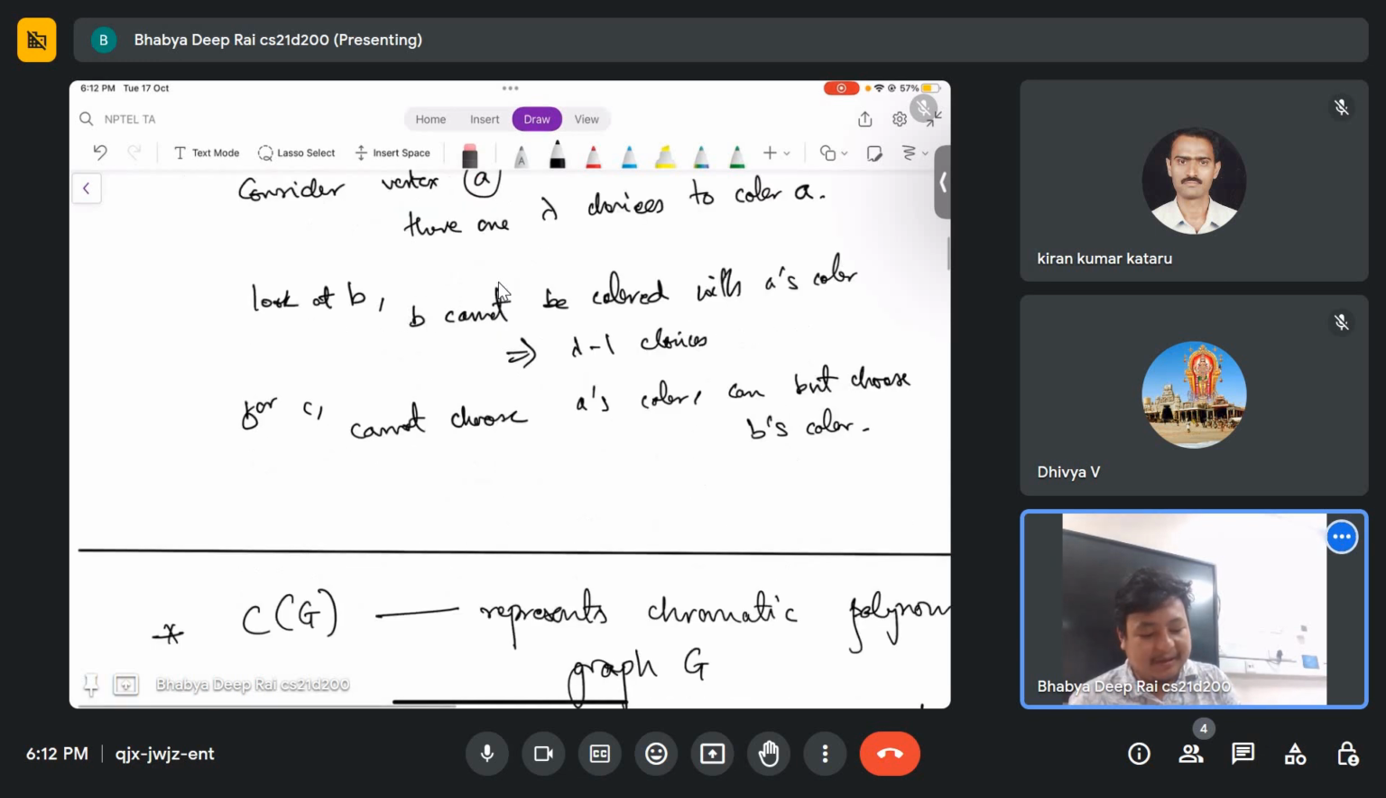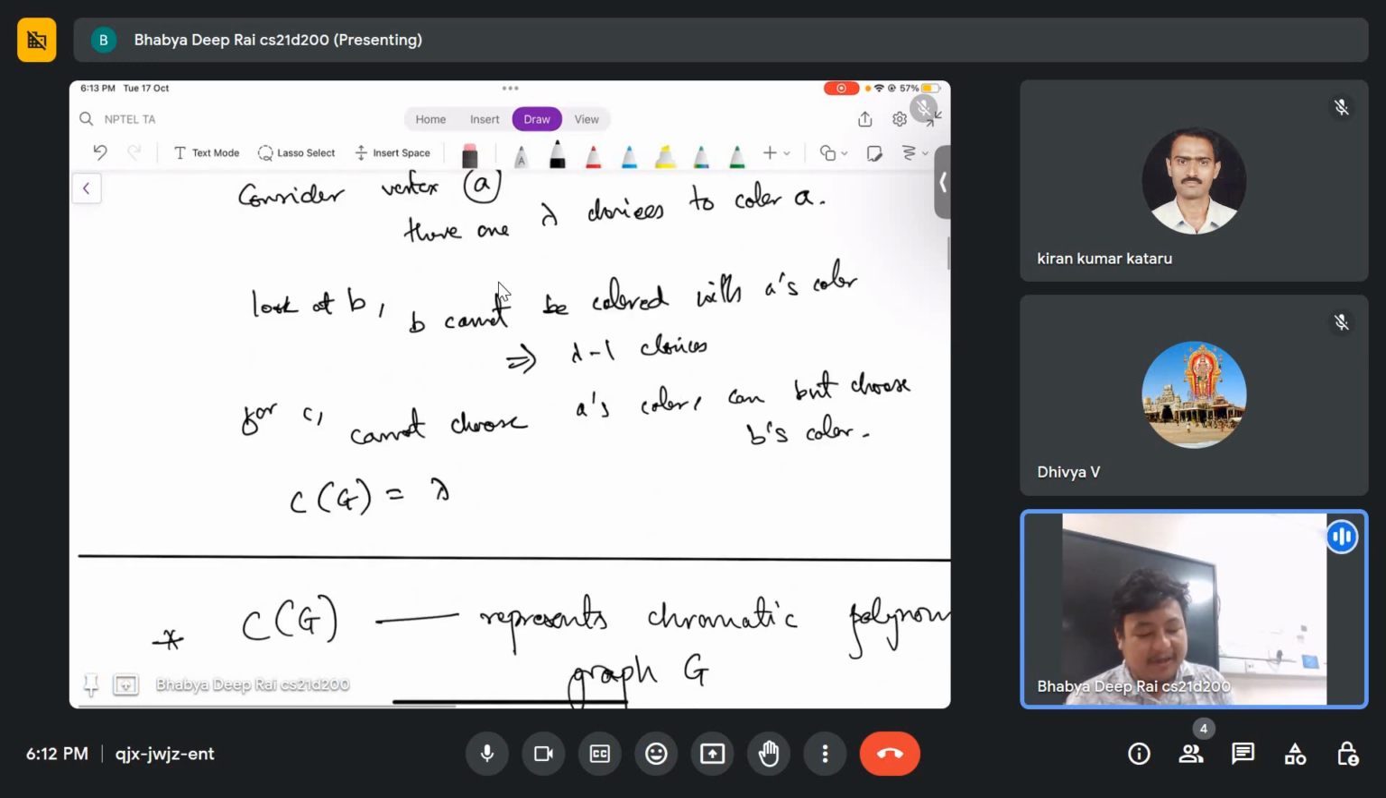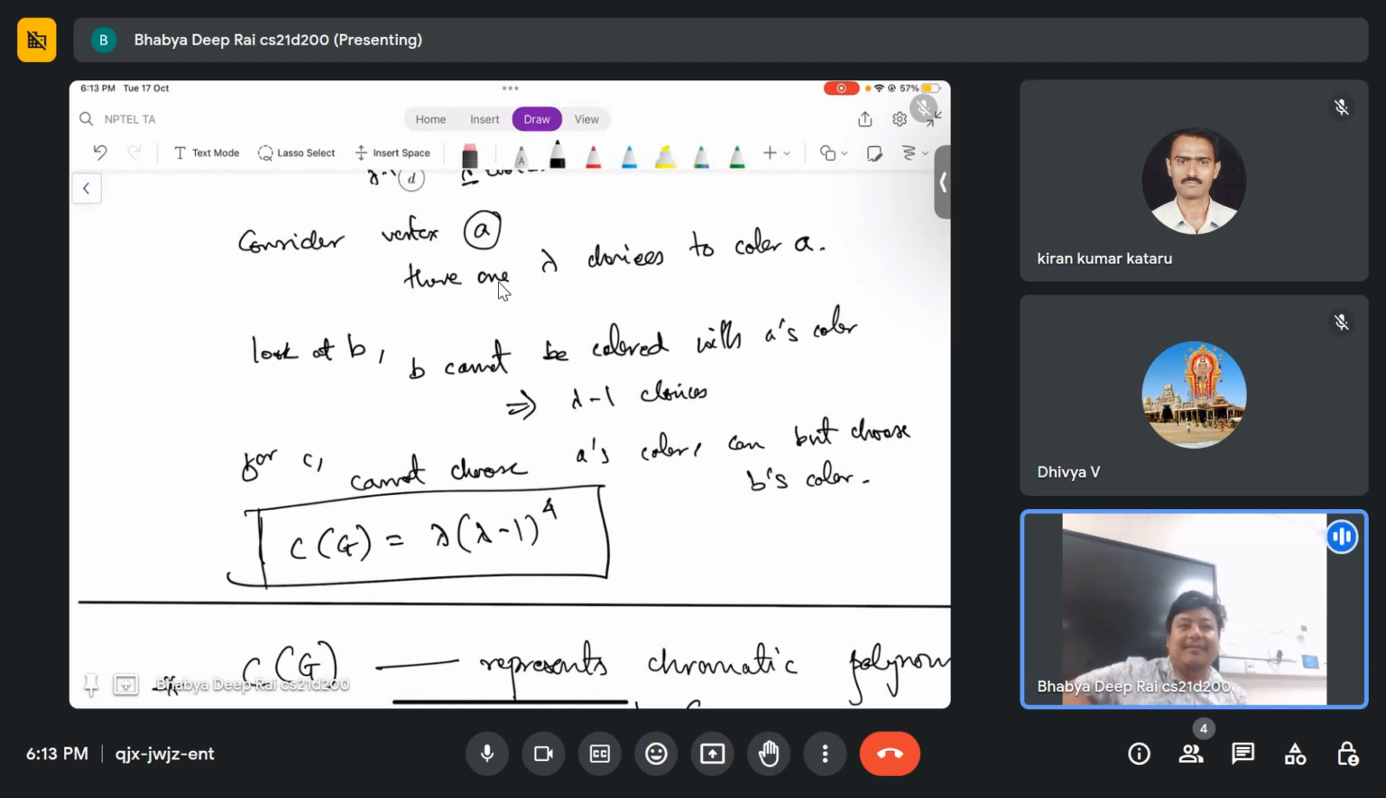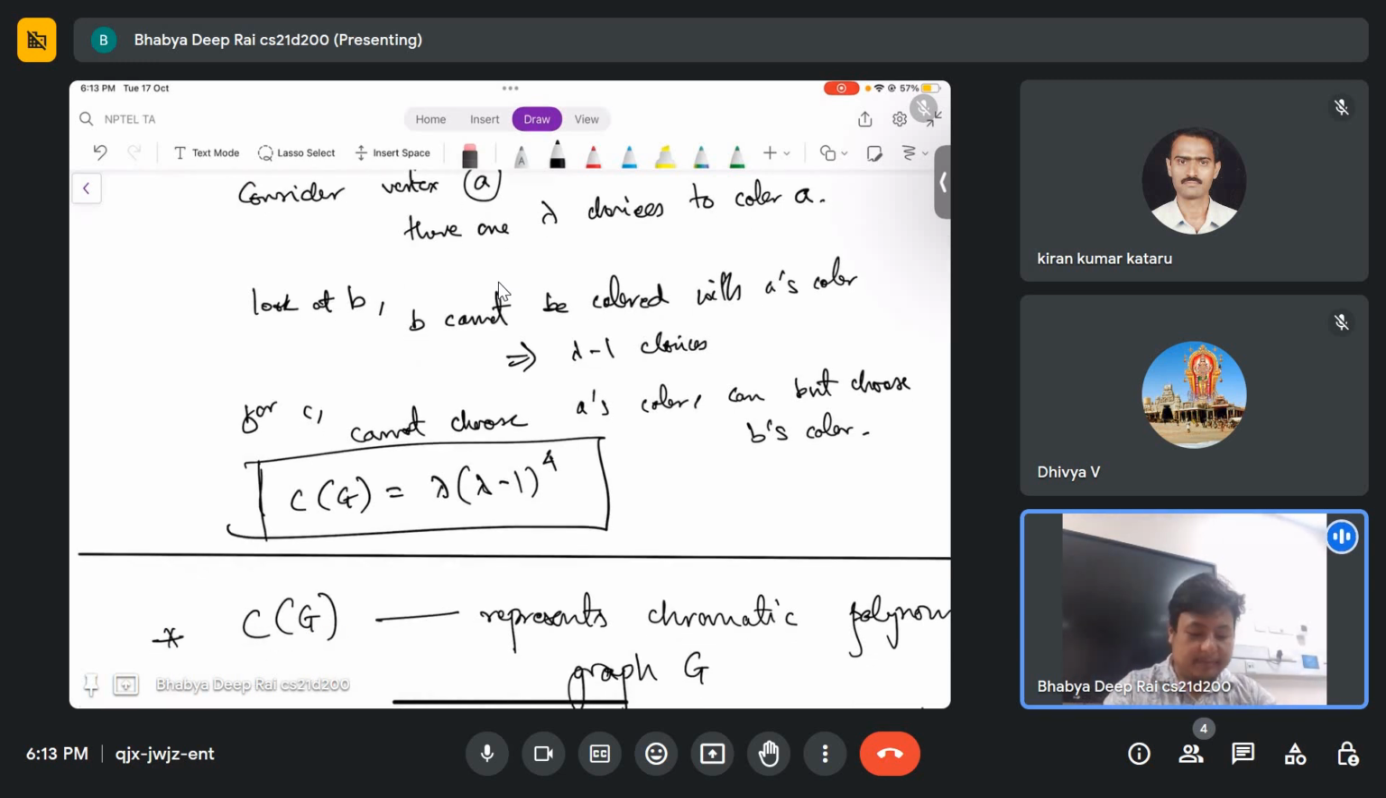C. So chromatic polynomial of the graph G, okay, is equal to lambda times, okay, by the product rule, lambda times lambda minus 1 times lambda minus 1 times lambda minus 1 for all the other vertices surrounding, okay, to the 4. So for such a graph, given lambda colors, I can always tell how many ways there are to color this particular graph. Okay. So I hope that was clear.